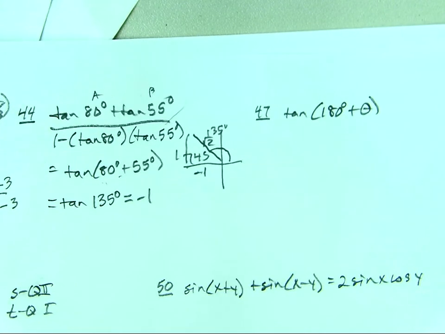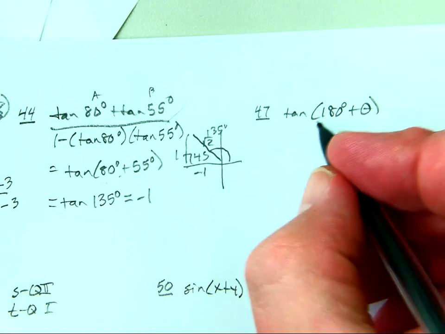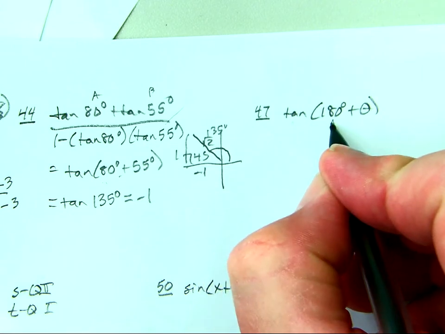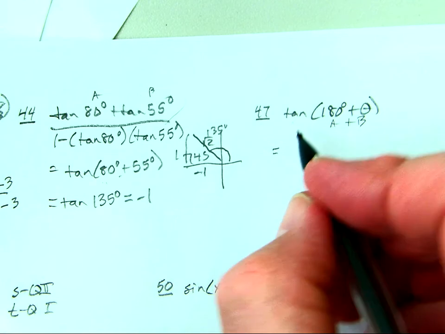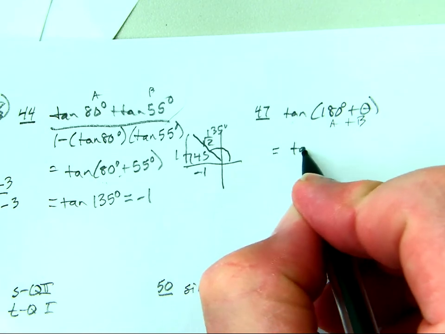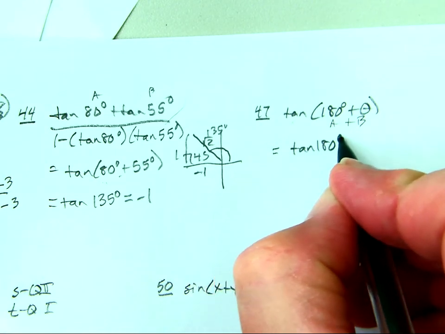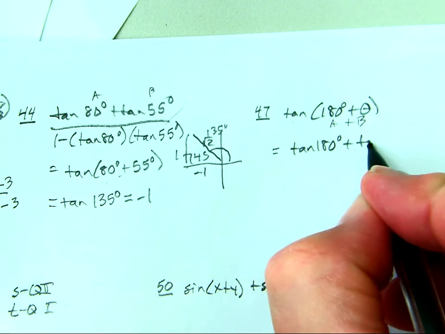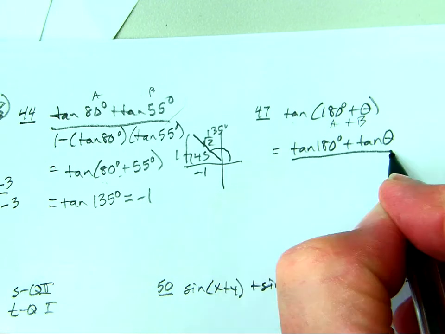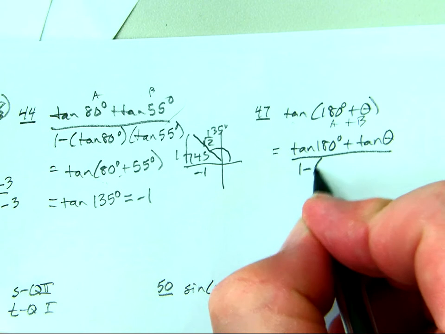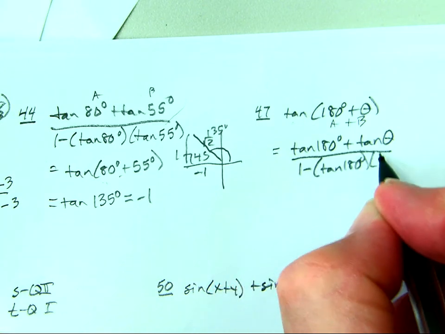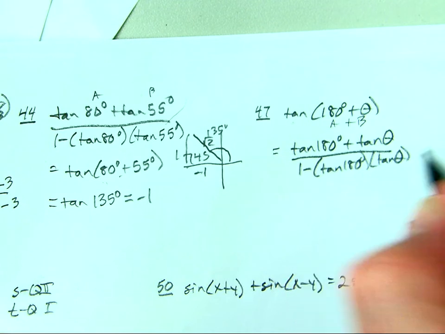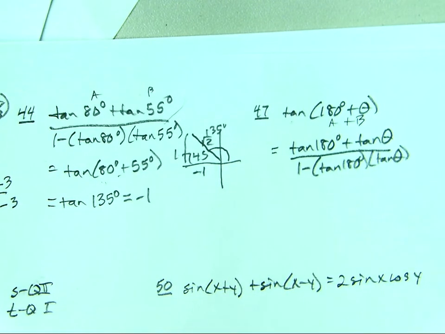All right? Number 47, again, that looks like the tangent of A plus B. So we're just going to plug it into that identity. So it says tangent of A, so the tangent of 180, plus the tangent of B, that's the tangent of theta. On the bottom, you have 1 minus the tangent of A, so tangent 180, times the tangent of B, tangent of theta. So we got that just by plugging 180 in for A and theta in for B.